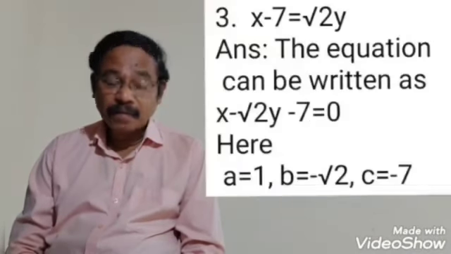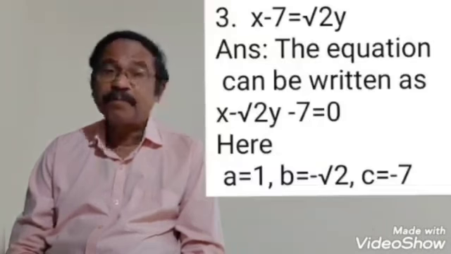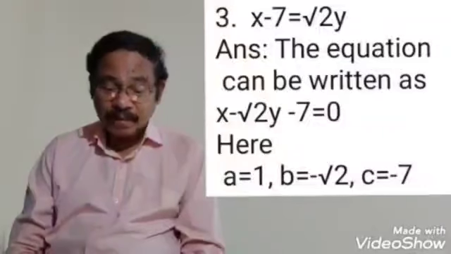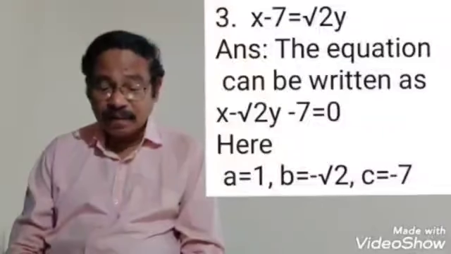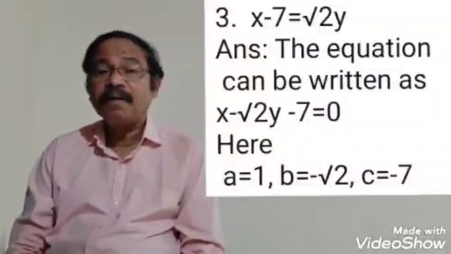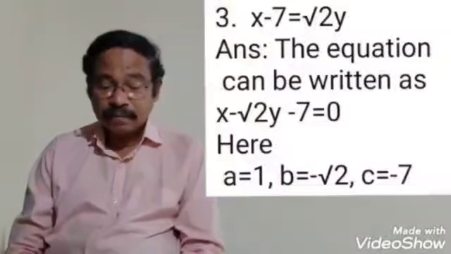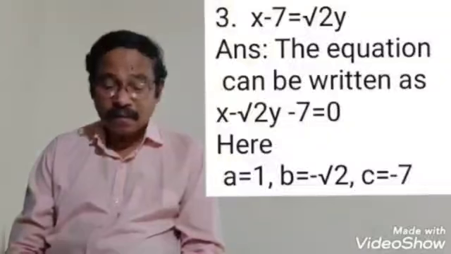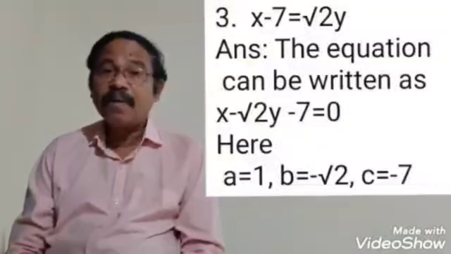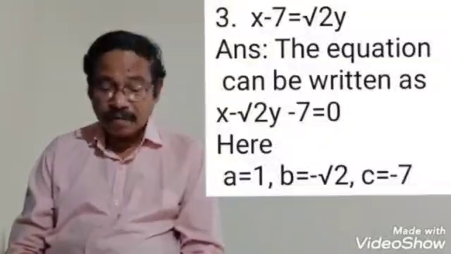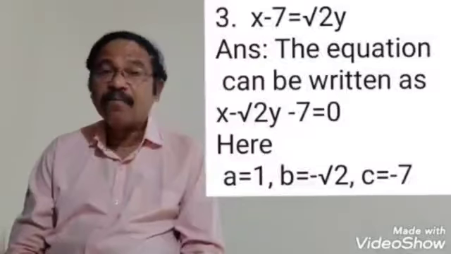Next question. x minus 7 is equal to root 2 y. So the equation can be written as x minus root 2 y minus 7 is equal to 0. Here a is equal to 1, b is equal to minus root 2 and c is equal to minus 7.